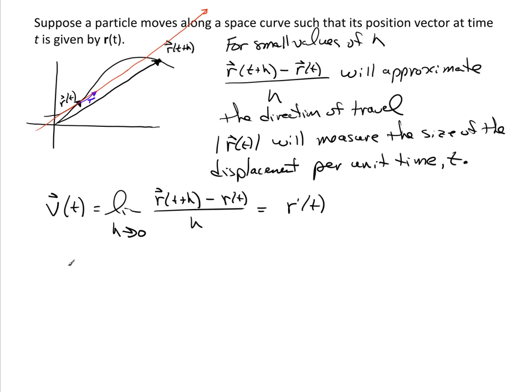Now, recall back from Calc 1, if s of t was a position function, then the rate of change in position, s prime of t, equals velocity, which we commonly denoted as simply v of t. It's the exact same concept here when we're dealing with vectors, only rather than s of t, I'm using the position vector r of t.